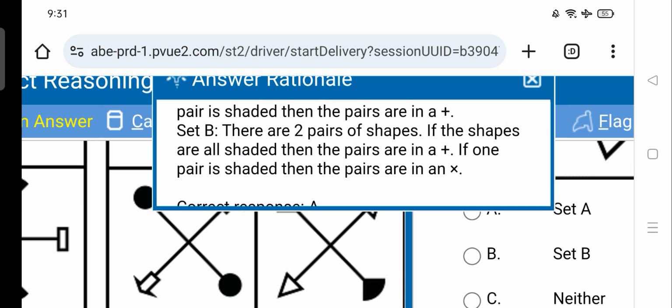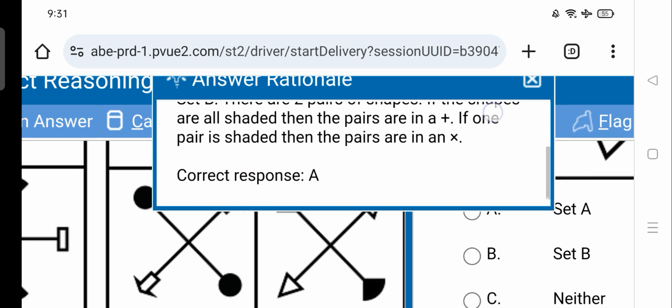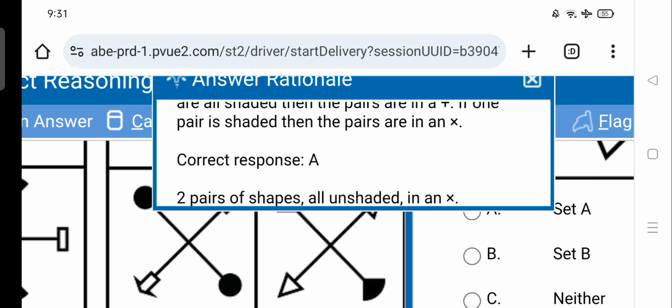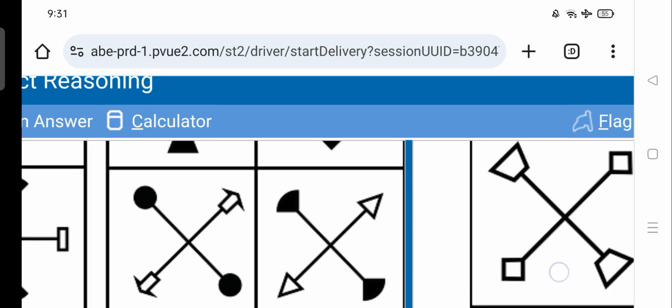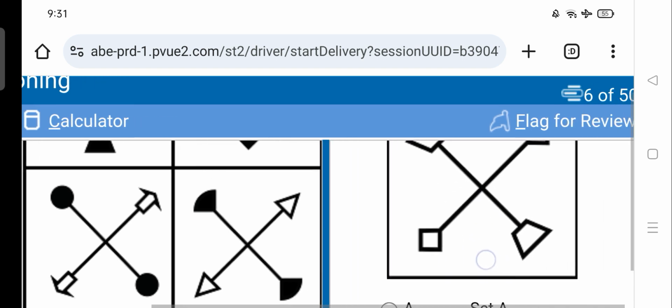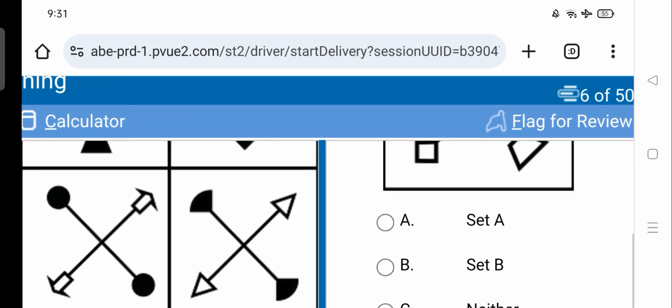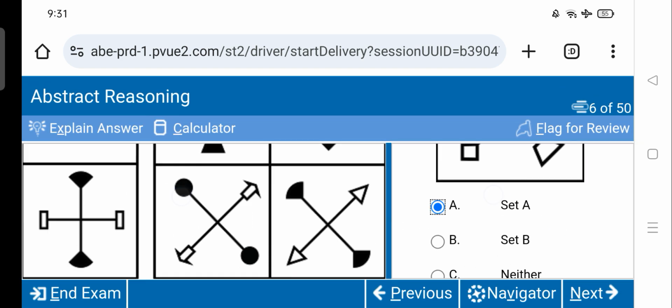Set B, there are two pairs of shapes. If the shapes are all shaded, then the pairs are in a plus form, and if one pair is shaded, then the pairs are in X form. So here the correct response is A, two pairs of shapes all unshaded in an X. Two pairs of shapes we have, all are unshaded, so that's why we say option A, which is set A, is the correct option.